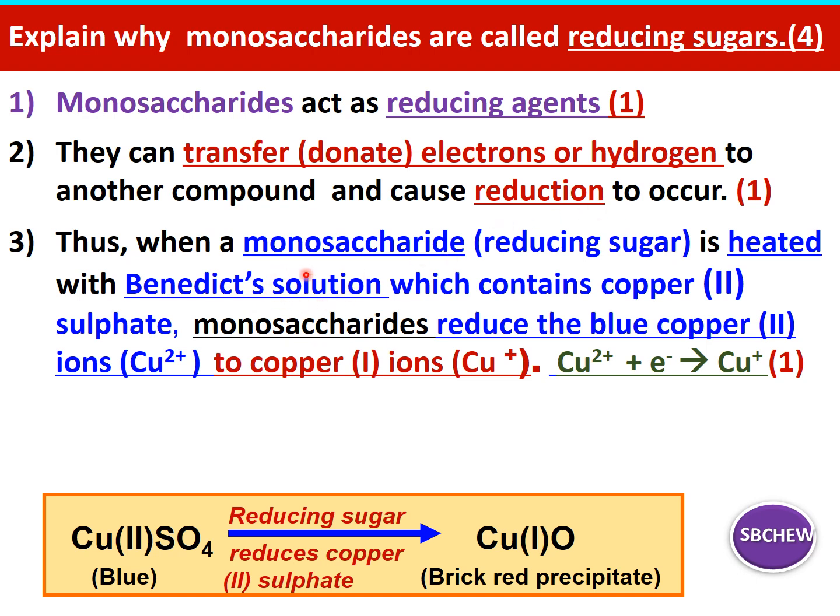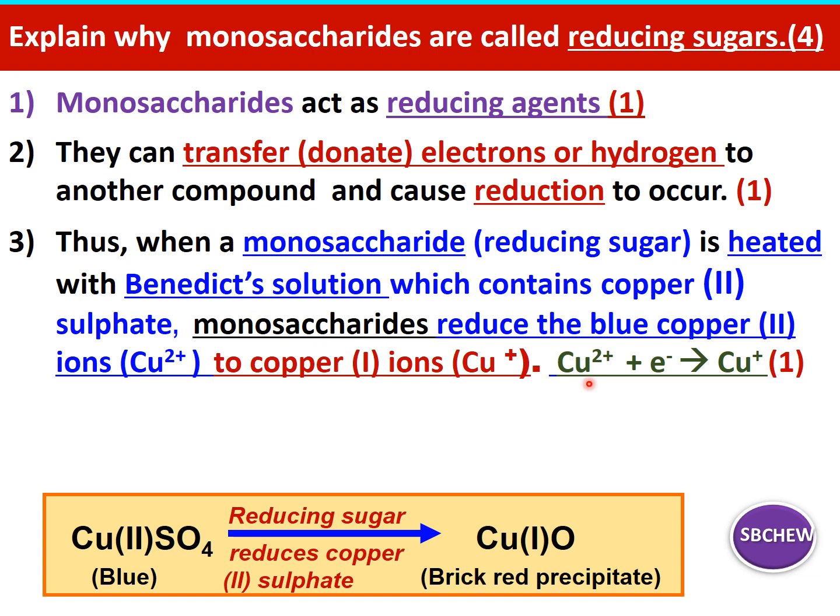Thus, when a monosaccharide or reducing sugar is heated with Benedict's solution, which contains the blue copper 2 sulfate, monosaccharides will then reduce the blue copper 2 ions, Cu2+, to copper 1 ions, Cu+. So this is the equation for it. Cu2+ plus an electron from the monosaccharide becomes Cu+. And this is a reduction process, so that's why monosaccharides are called reducing sugars.